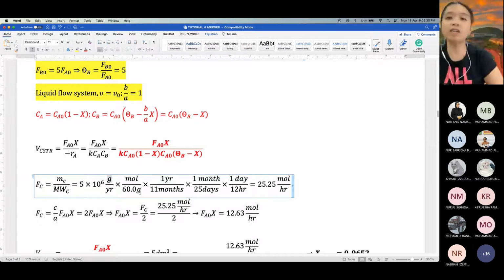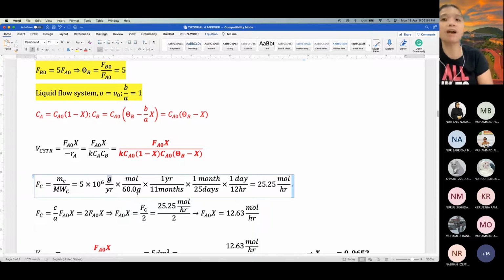So kalau gramnya di bawah, if the gram is at the bottom, the number follows the gram. Molecular weight tu, the molecular weight 60, right? The number follows the gram. So if the gram is at the bottom, the number also will be at the bottom. Sebab molecular weight dia kan 60 gram per mole. Now that you decide the gram at the bottom, hence the number will be at the bottom as well.